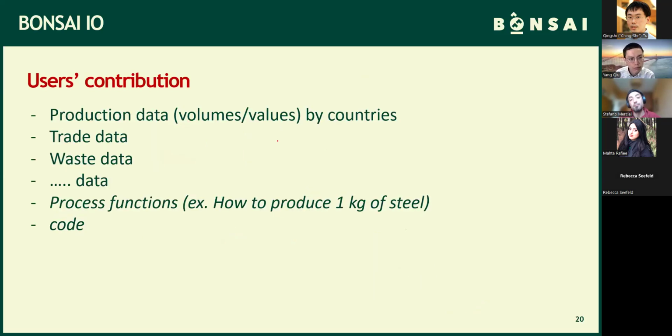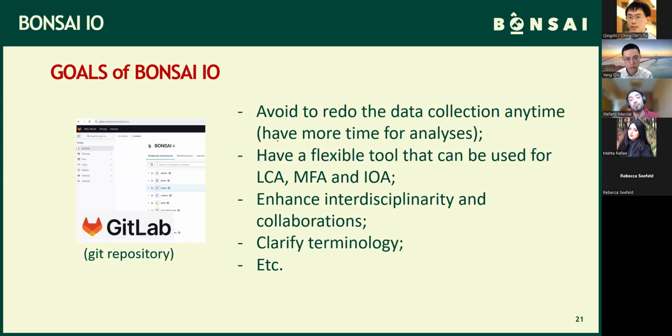So to sum up, the idea is also to create this platform that is open to contribution. You can contribute with data on production, on trade, waste data, but also process functions, life cycle inventories, and how the different technologies can work, so that we can have a tool that is not maintained and developed by a small group of people anymore, but is something that belongs to the community.